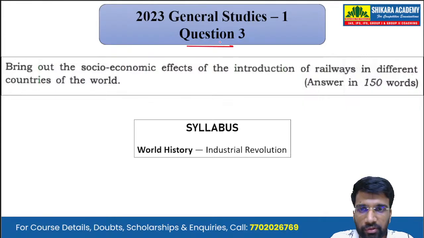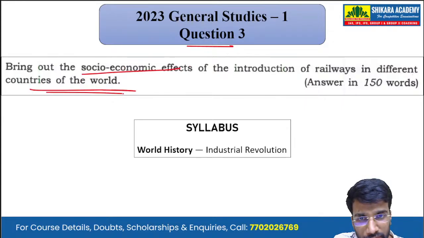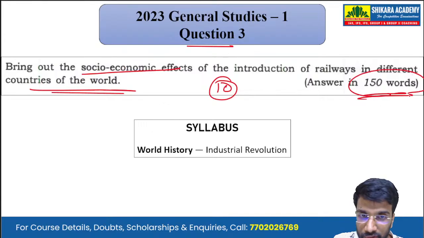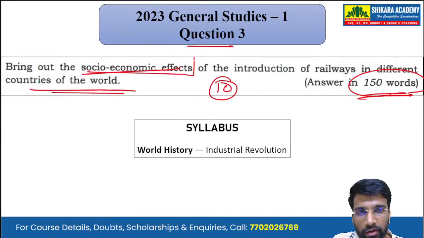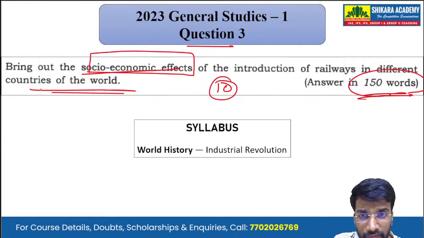Then moving on to question number 3, that is: bring out socio-economic effects of the introduction of railways in different countries of the world. Now, it is a 10-mark question that we have to answer in 150 words. So if you read the question carefully, it is asking about the socio-economic effect of introduction of railways in different countries of the world.